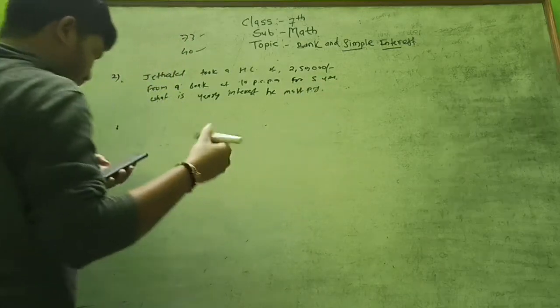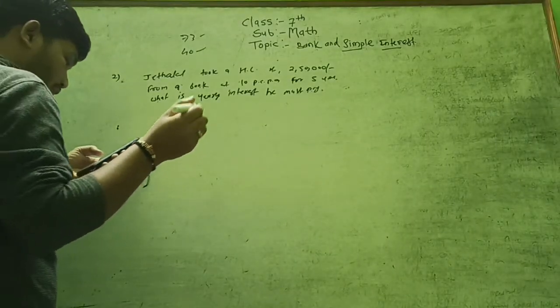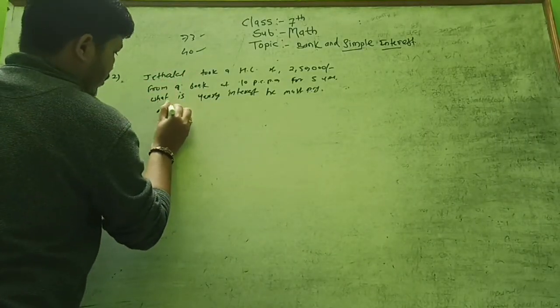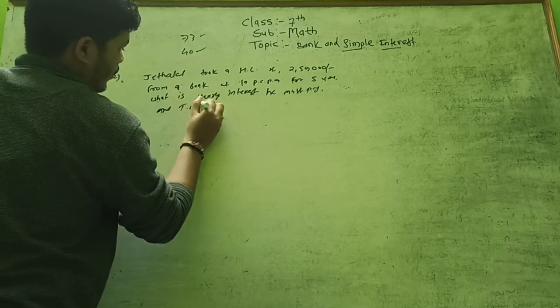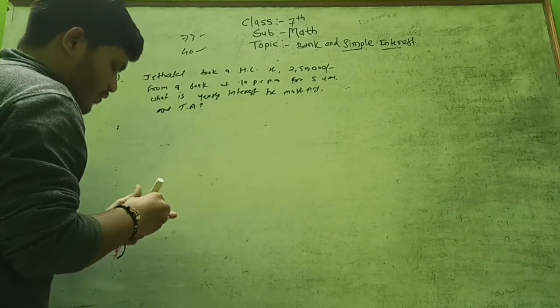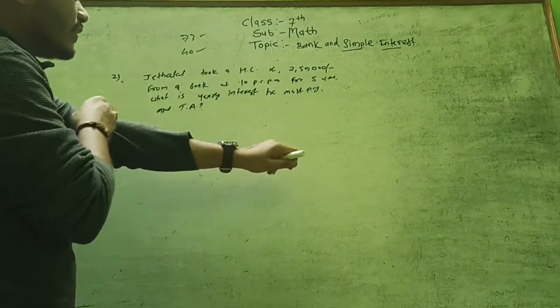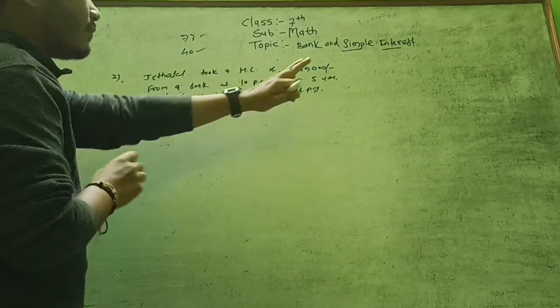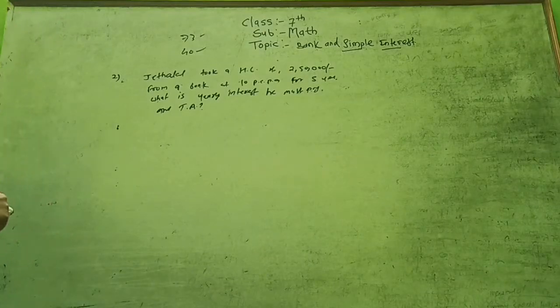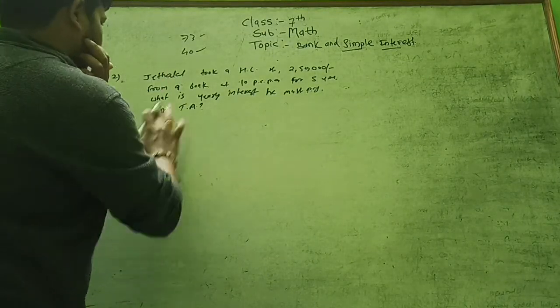Okay, what is the yearly interest he must pay and the total amount he returned to the bank. Total amount. So what is our problem then? Jethalal took a house loan from a certain bank. How much? 2,50,000 rupees from a certain bank.